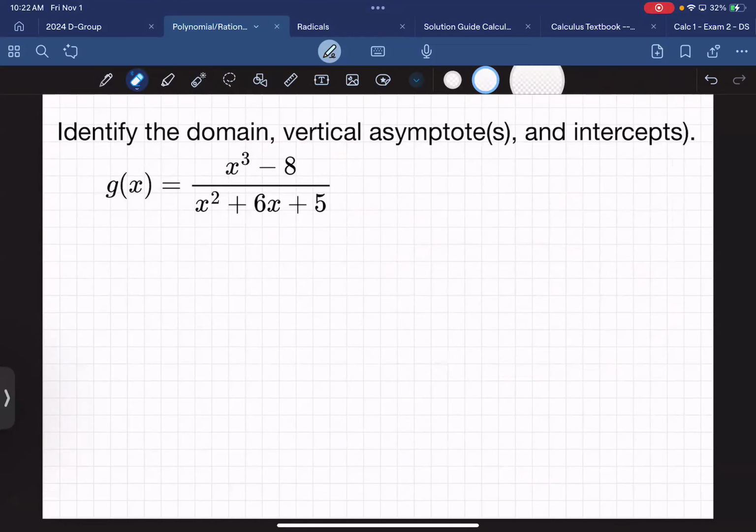Okay. So with that said, what's special about the numerator we do need to recognize? How do we know that?